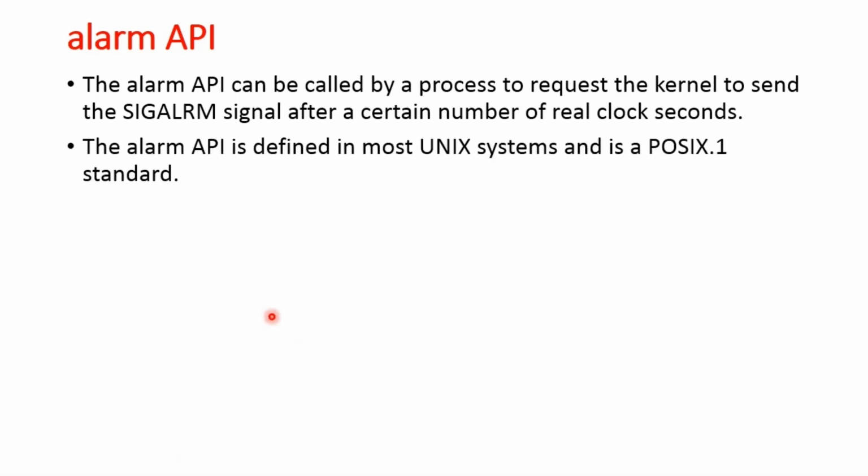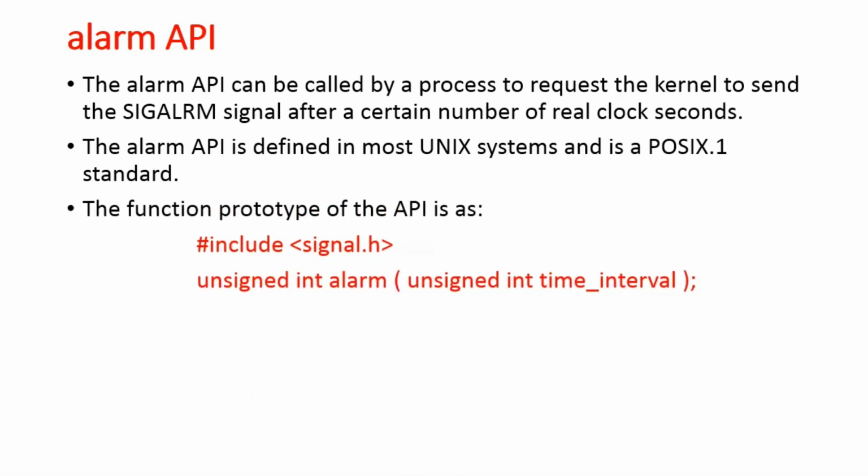The alarm API is defined in most Unix systems and the POSIX.1 standard. This is the prototype for the alarm API: unsigned int alarm(unsigned int time_interval). The time interval means that you are giving a particular time interval, how much time the process should take to execute the task.